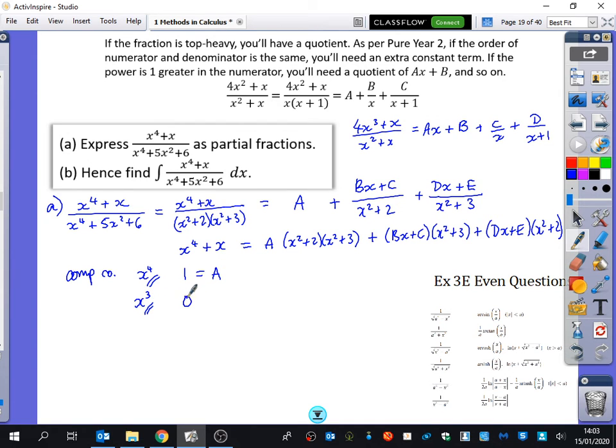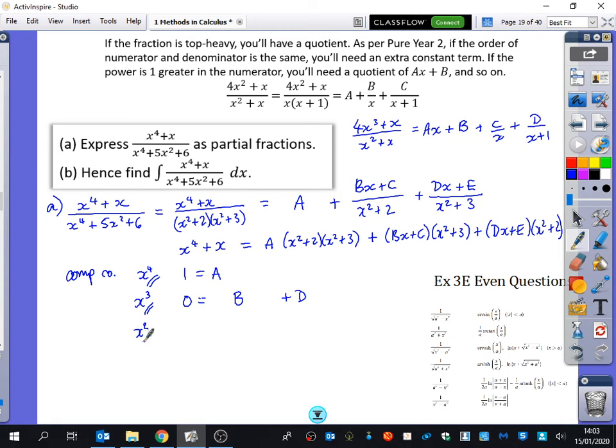Well, I've got none on the left-hand side. Am I going to get any from this? How do I get an x cubed term from here? You just get a bx cubed, and a dx cubed. So I'm going to leave a space and put b plus d like that. So you can see I've got a's, b's, c's, d's.